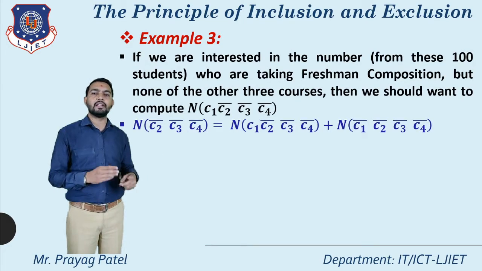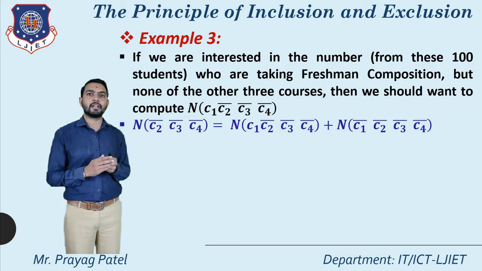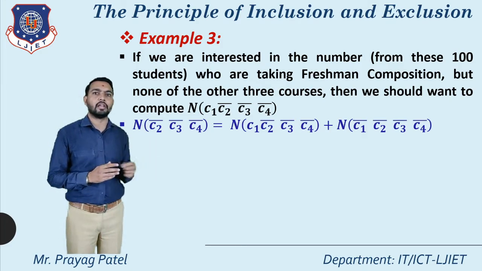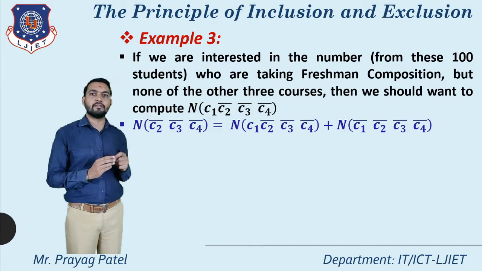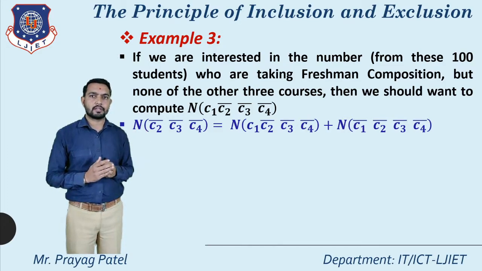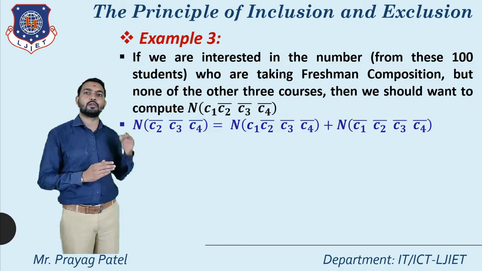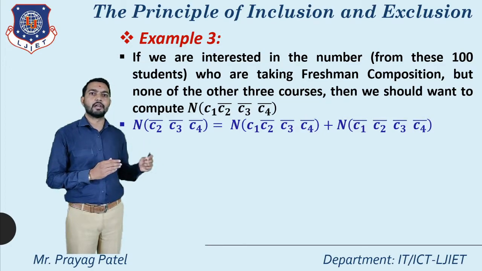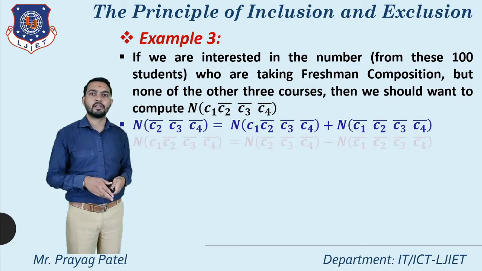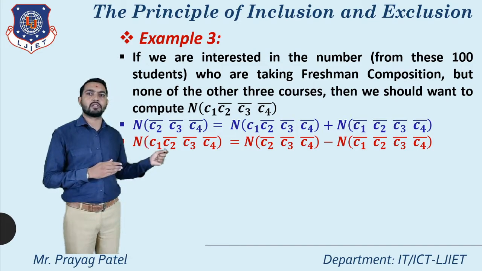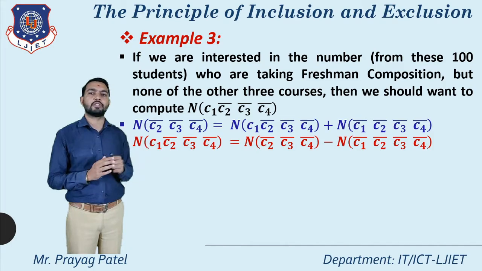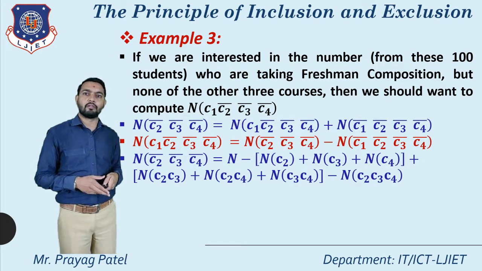Now if we want to find some other values, for example if we are interested in the number taking freshman composition but none of the other 3 courses, then it is called N(C1 C2' C3' C4'). So how can we find it? The equation for N(C2' C3' C4') is equal to N(C1 C2' C3' C4') plus N(C1' C2' C3' C4'). So here we change the first term: N(C1 C2' C3' C4') is equal to N(C2' C3' C4') minus N(C1' C2' C3' C4'). So here we have the equation like this.